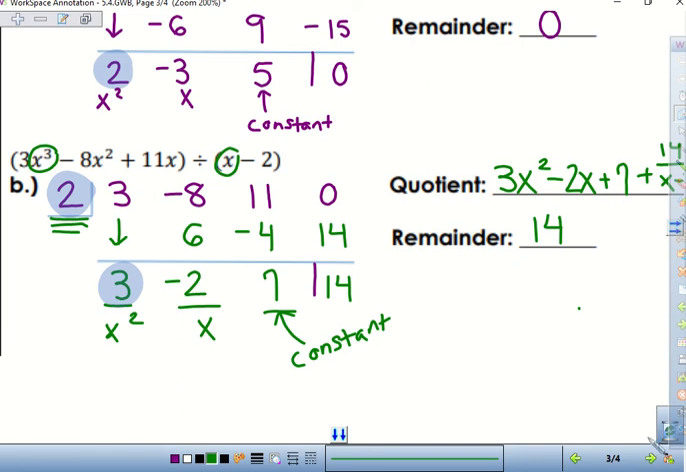Okay, so something else I want to briefly mention. We'll talk about this more, but there's something called the remainder theorem. That basically means that if you were to take whatever this number is out here, take 2 and plug it into the function, you would get whatever this remainder is as your answer. So that's a way you could check your work. If you were to plug 2 into the original function, you would get 14, same as your remainder here. Yes, it does.